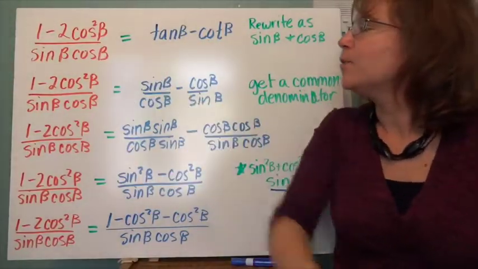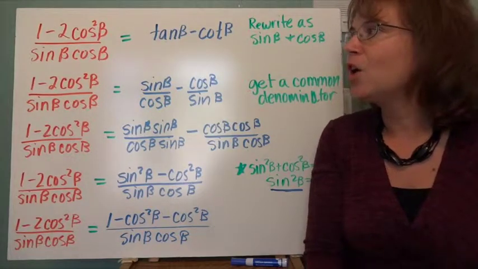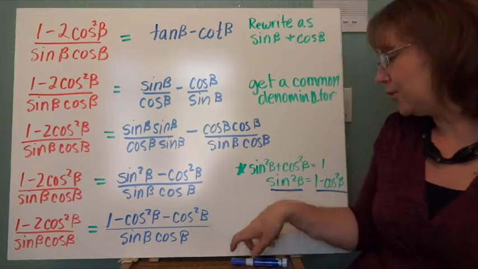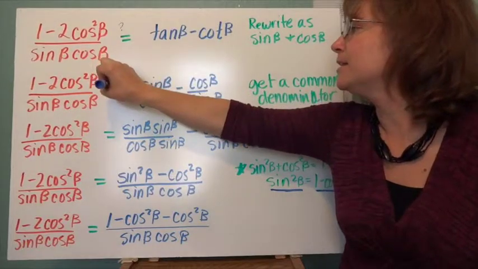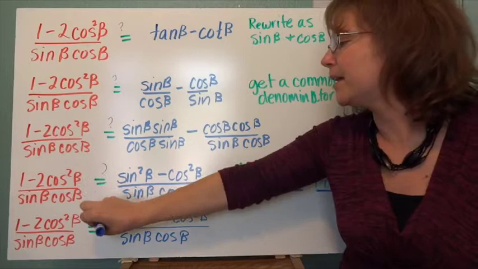So let's look at another one. I have 1 minus 2 times cosine squared of beta over sine of beta times cosine of beta is equal to, and we'll go ahead and put our question marks here, is equal to tangent of beta minus cotangent of beta.